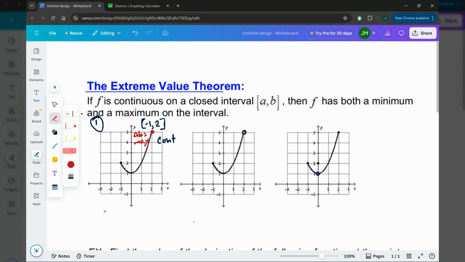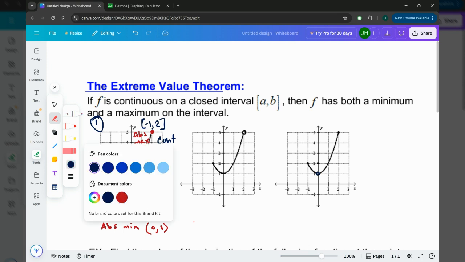Okay? So I would say my absolute maximum, or sorry, the maximum is 5, the maximum is located at 2. I usually tell my kids just to write the coordinate. At 2, the absolute maximum is 5. We have an absolute minimum right there. The absolute minimum value is 1, and it's located at 0, so the absolute minimum is 0, 1. Now you notice I was guaranteed an absolute max and an absolute min on that graph.